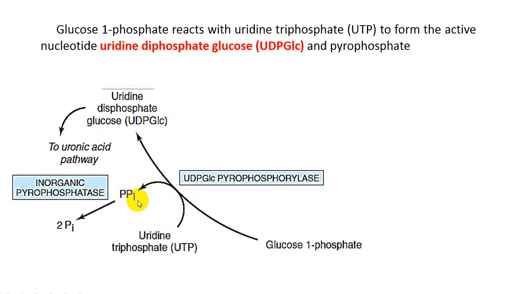That means inorganic phosphate. This reaction should be reversible, but one of its products, pyrophosphate, will be removed, hydrolyzed to two molecules of inorganic phosphate in the presence of the inorganic pyrophosphatase enzyme. Therefore, the reaction proceeds toward the product, uridine diphosphate glucose. So the reaction is irreversible. This information is very important. Now the result is uridine diphosphate glucose.